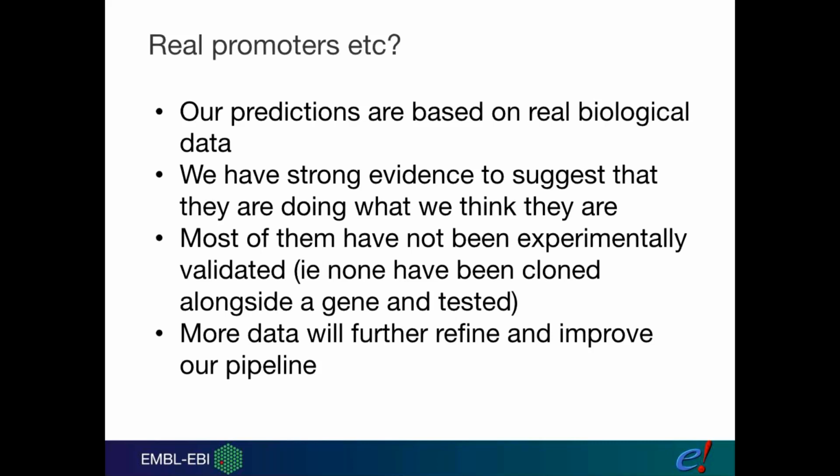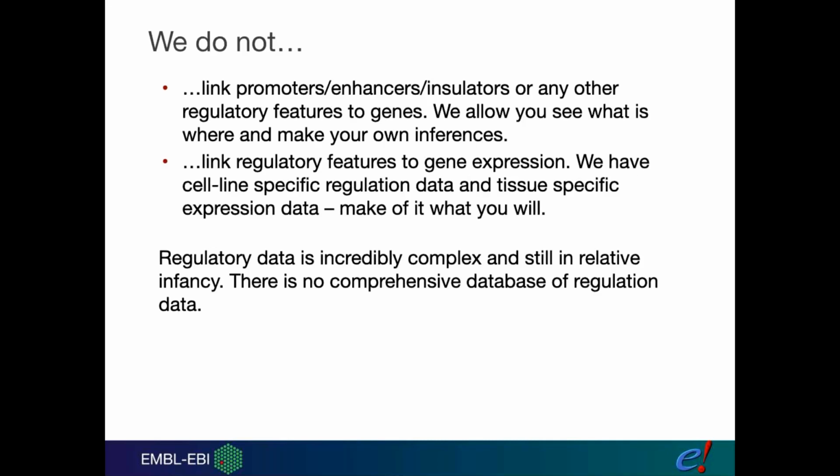So we don't have that. And as we gain more data, we feel like our pipeline is being refined and improved and giving more and more accurate data. Another thing we don't do is we don't actually link promoters and enhancers and insulators to genes. We show you where they are and we allow you to make your own inferences. For promoters, this is generally fairly obvious. The big promoter at the 5' end of your gene is almost certainly the promoter for your gene.